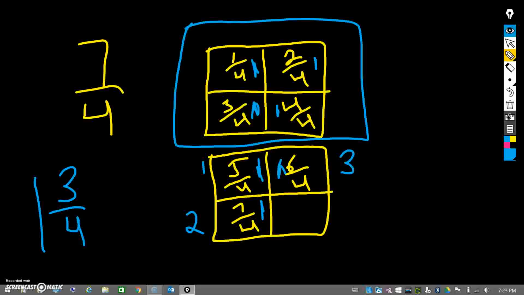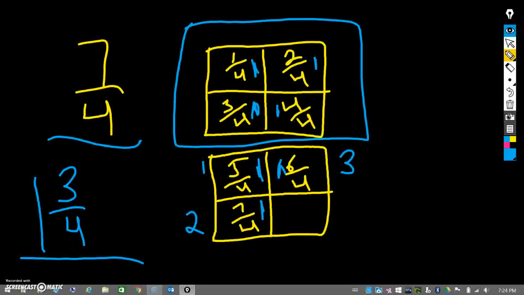This is a mixed number. It's 1 3/4 of whatever. Cookies, crackers, bananas, anything. Okay? So we went from an improper fraction to a mixed fraction just by drawing out all of our pieces. All right? So it's kind of weird. It's kind of confusing at first.